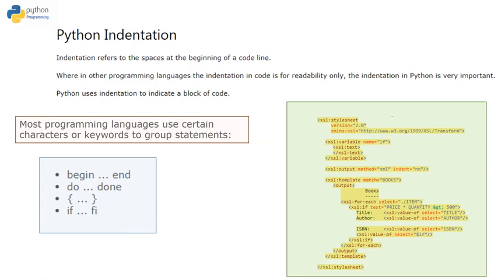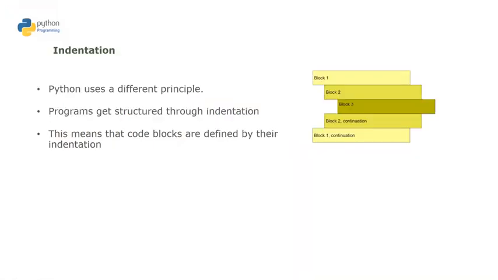So in Python, it is achieved by the white spaces before the beginning of the line. Instead of using these braces, Python uses a very different principle. Programs get structured through indentation. This means that the code blocks are defined by their indentation, that is, how far they are from the left side of the code start.